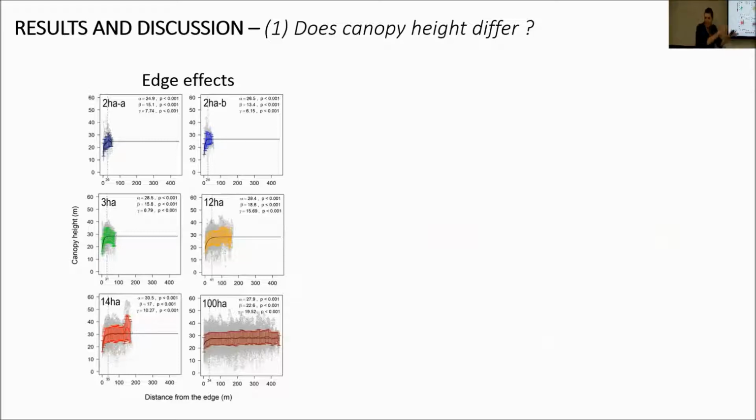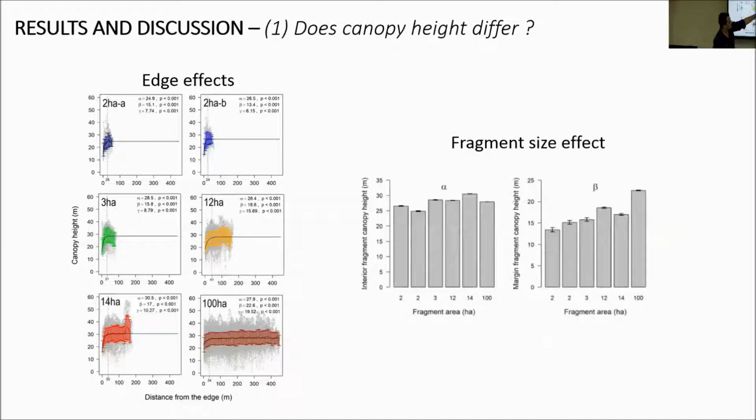Basically, we have a difference between the edge and the interior, and we have the values for the edge and interior to contrast here, after, to see the difference of fragment size effect. But basically, we have edge effects in all the fragment sizes. But what is interesting here, when you contrast alpha, the interior forest height, and beta, the edge height.